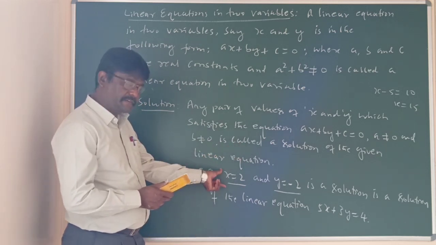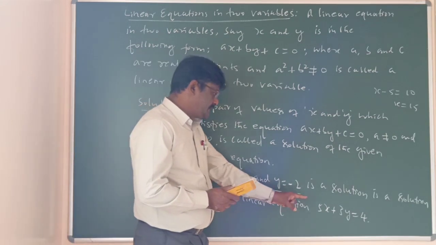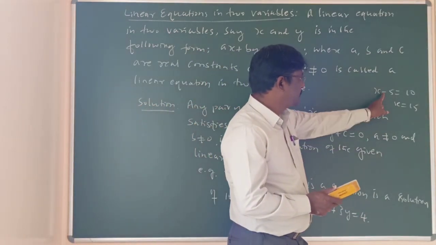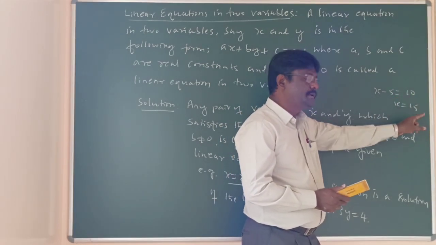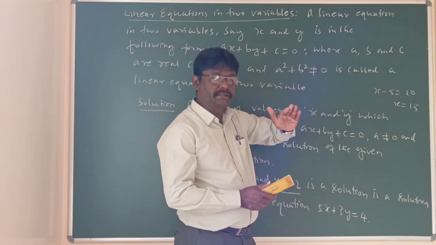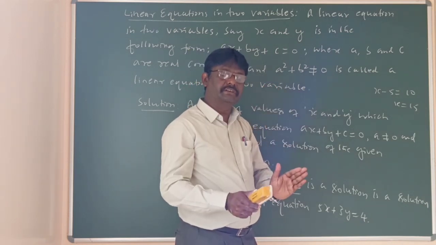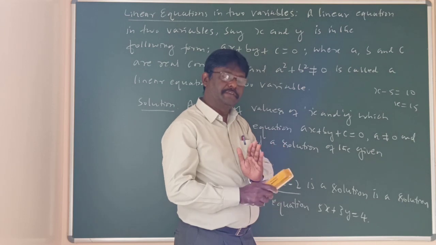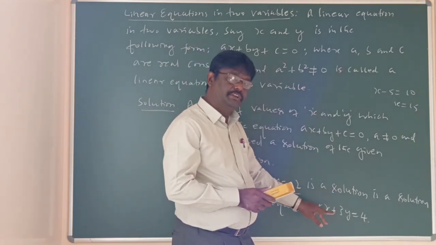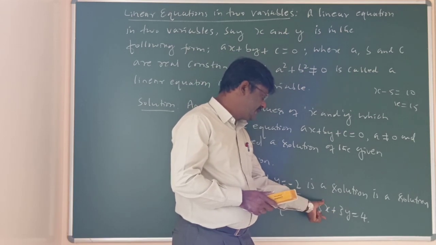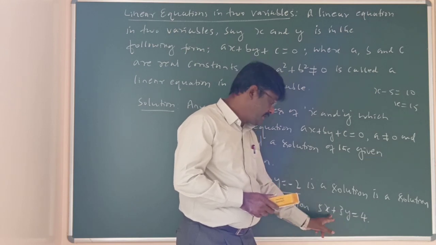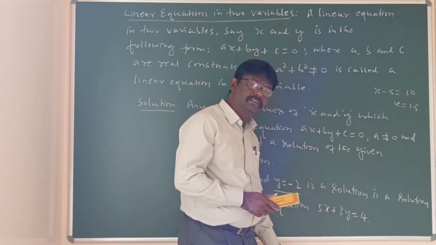Let us take this example. See here, this is the equation: 5x plus 3y equal to 4. Compare with x minus 5 equal to 10, x equal to 15. In such cases, be very clear. In a linear equation in one variable, we will have only one solution. In a linear equation in two variables, take this equation, 5x plus 3y equal to 4, where x and y are the variables.